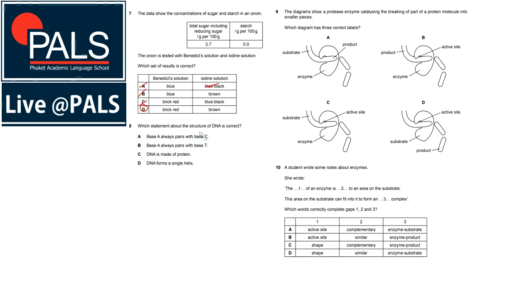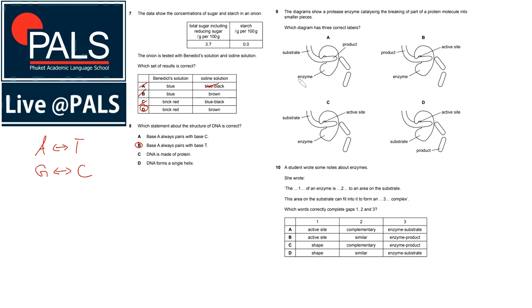Which statement about the structure of DNA is correct? We know our DNA has four different bases, A, T, G, and C, and we should know that A always pairs with T and G always pairs with C. So that means B is correct. A pairs with T. The diagrams shown are protease enzymes catalyzing the breaking of part of a protein molecule into smaller pieces. Which diagram has the correct labels?